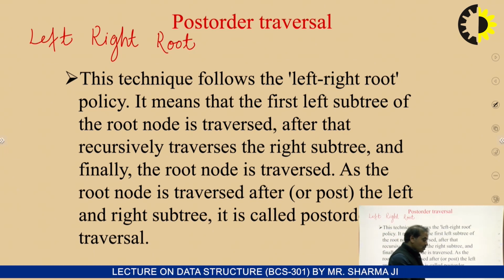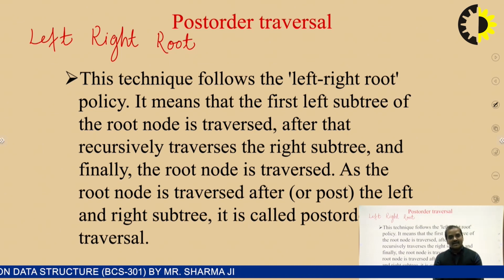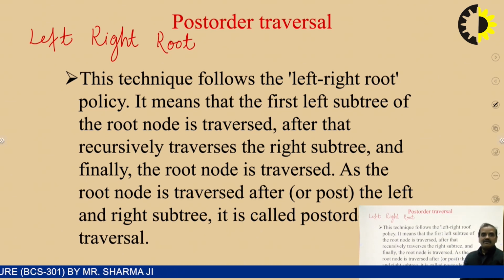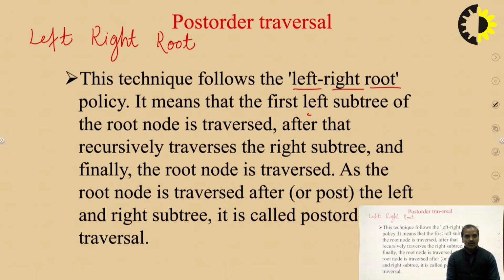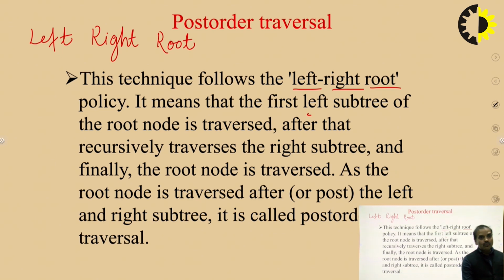Post-order traversal means the root is traversed at the last, after processing the left and right subtree. This technique follows the left-right-root rule. That means first we have to process left, then right. After that, we have to process the root. It means that the left subtree of the root node is traversed first. After that, recursively traverse the right subtree, and finally the root node is traversed. As discussed before, first we have to traverse the left subtree, then the right subtree, and at last we have to process the root of the given tree.